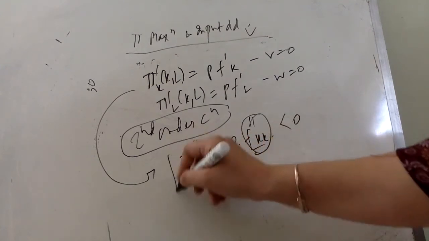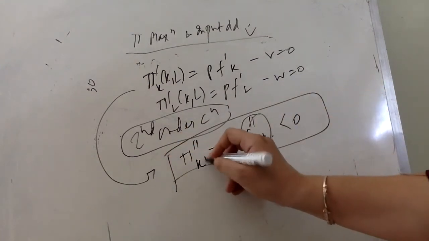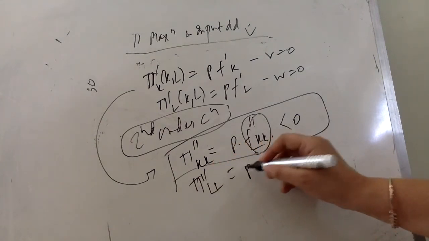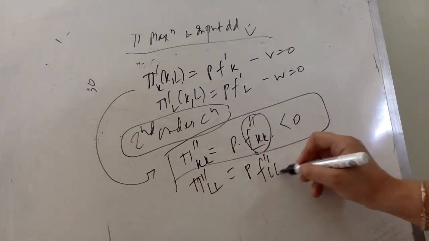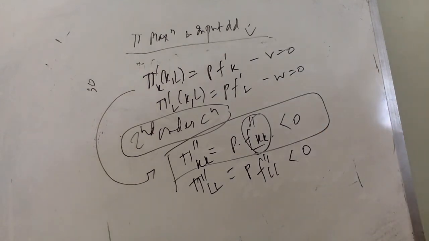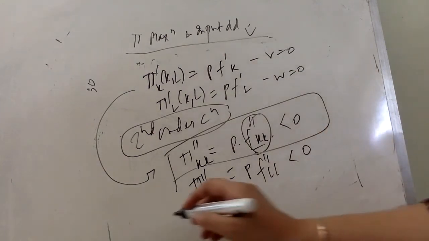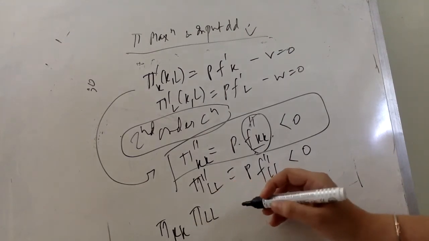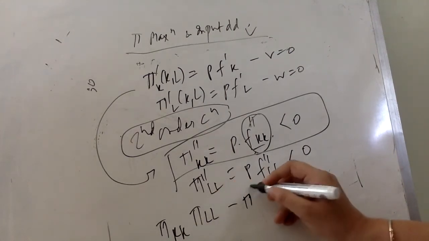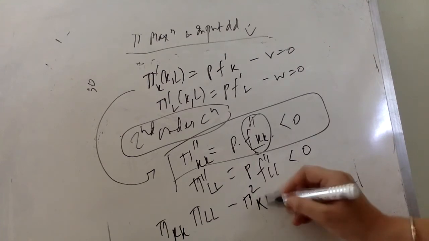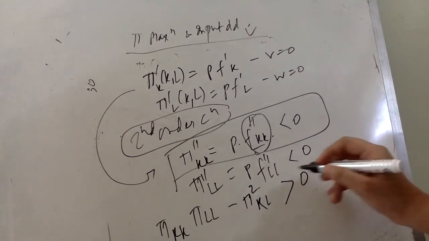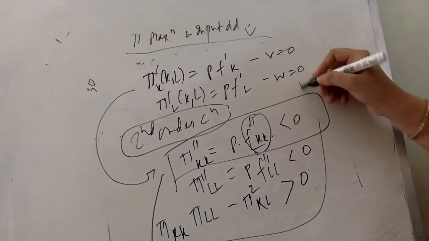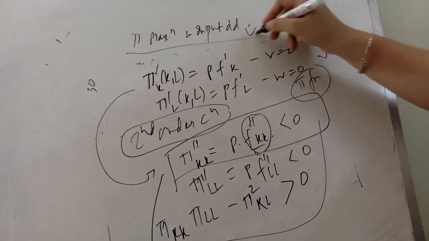So the second order condition: first, pi double dash with respect to capital is negative; pi double dash with respect to labor is also negative; and the third condition is that pi KK times pi LL minus pi square KL must be positive. So these are the three conditions which must be satisfied for profit maximization with respect to the input demand that we are talking about.